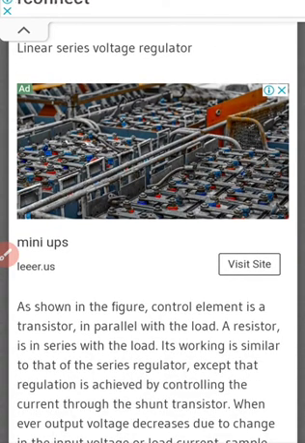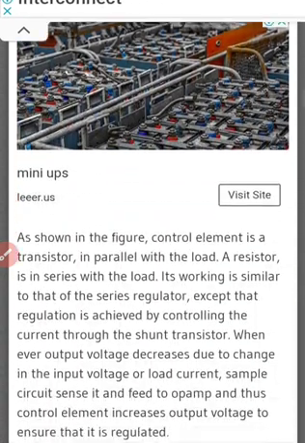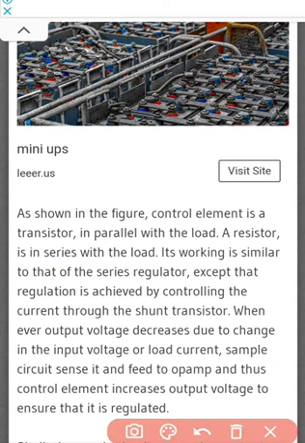In the linear shunt voltage regulator, as you see in the figure, the control element transistor is parallel to the load. A resistor is in series with the load, the same as in the previous one, but the main component part is here.